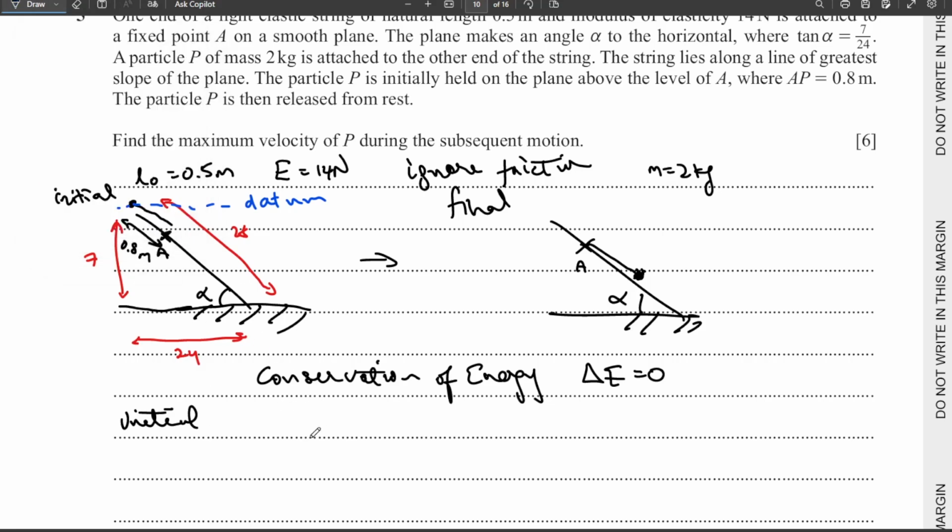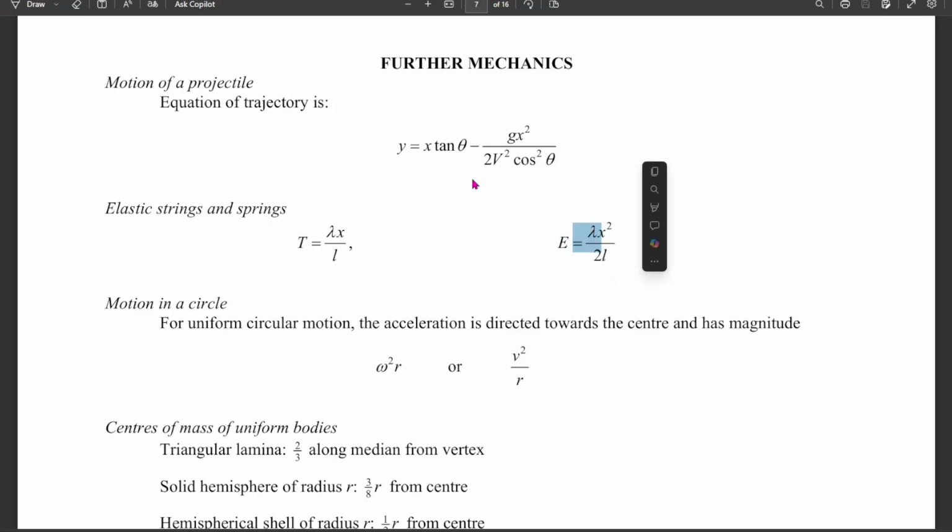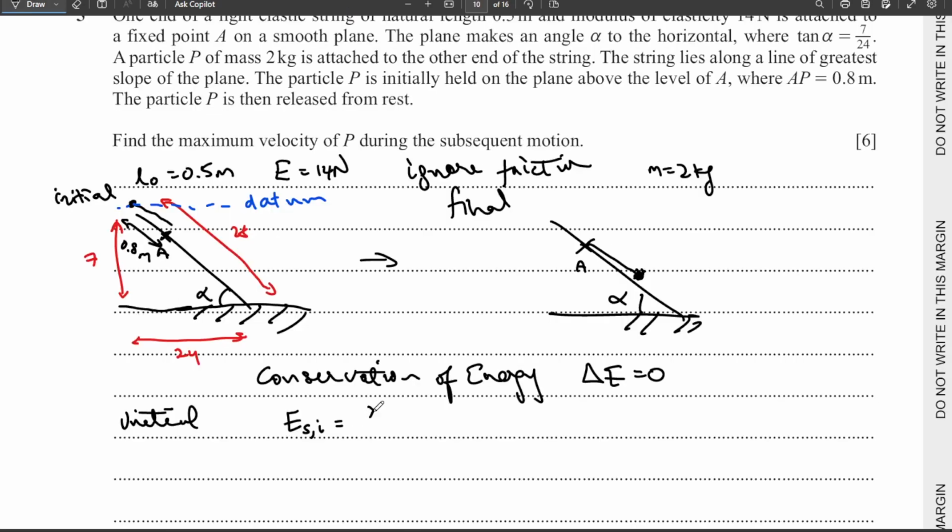Let's do the spring energy first. So the energy of spring at the initial point, we're going to use this formula, lambda x squared over 2L, or lambda x initial squared over 2L naught, with x the stretch length. Lambda in this case is given to us as E, which is the Young modulus, 14, multiplied by the initial stretch length, that's 0.3 squared, and divided by 2 times the unstretched length 0.5, so we get 1.26 joules from this. The unit or dimension is energy, so it's joules.